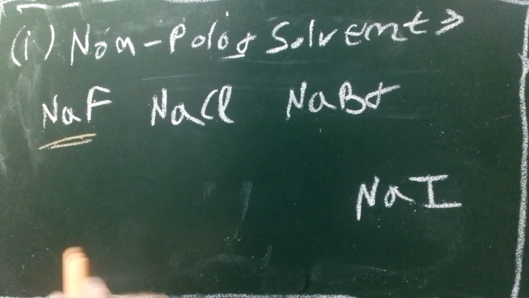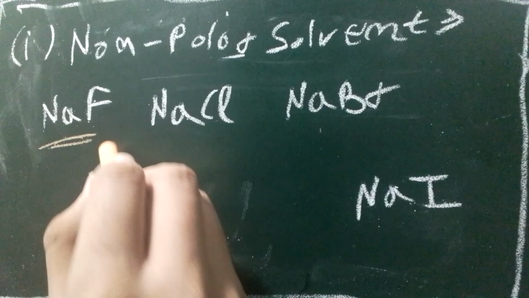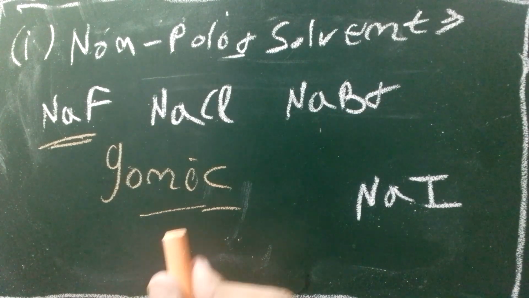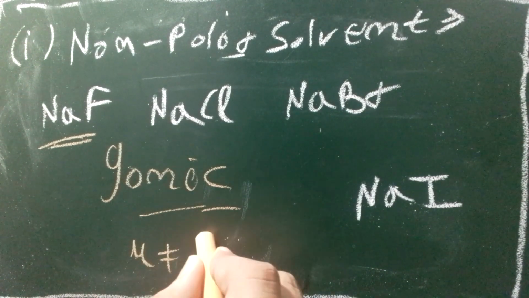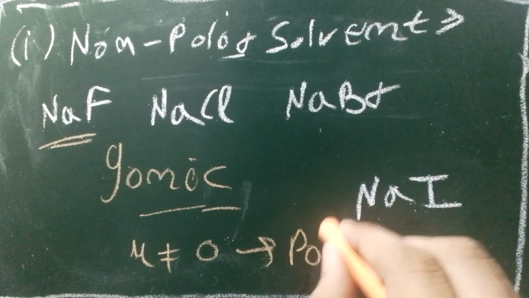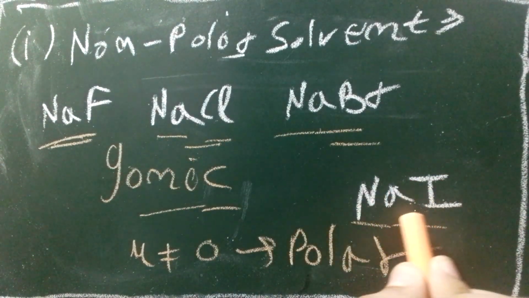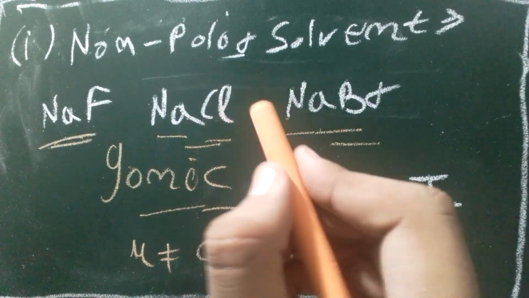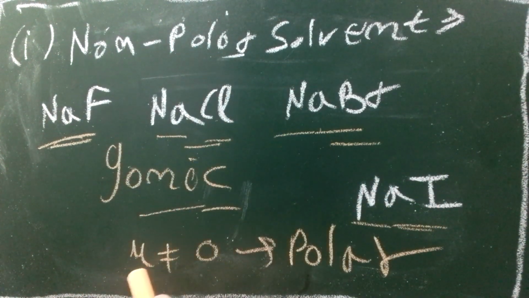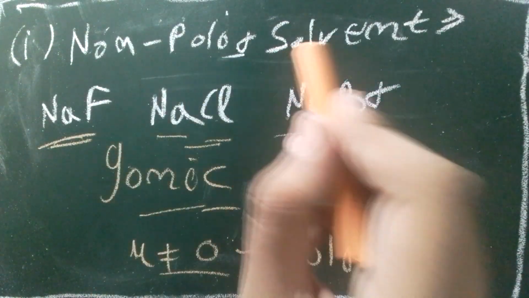First of all, look at NaF. When you see NaF, look, all the molecules are ionic. If something is ionic, it means that it possesses some dipole moment. It means these molecules are polar, which means that they will not dissolve in the non-polar solvents, because we already talked that like dissolves like. Non-polar will dissolve non-polar. Non-polar will not dissolve the polar compounds. So we don't talk about nucleophilicity in these situations where we have non-polar solvents.